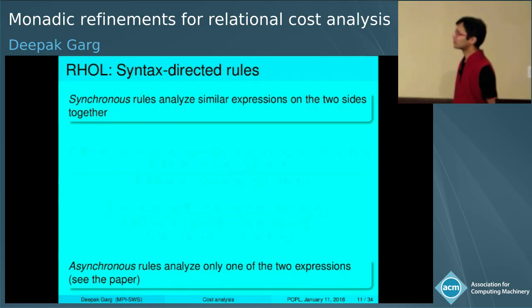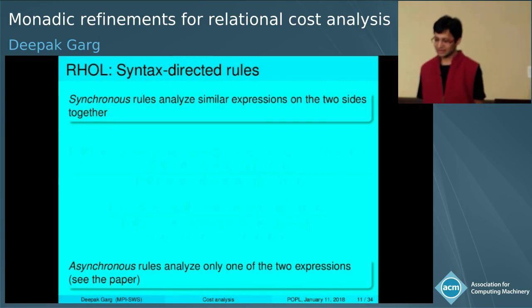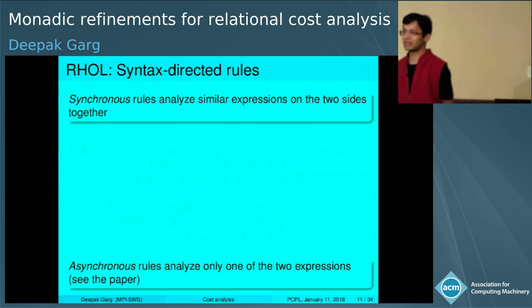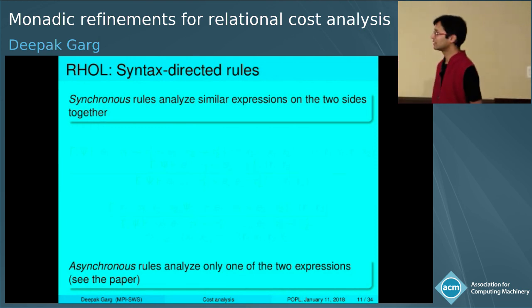There are two classes of rules for every connective. There are what we call synchronous rules. These will analyze similar expressions on the two sides. So if the left and right sides have the same top level expression construct, you can use a synchronous rule. And then we have asynchronous rules, which analyze only one of the expressions in isolation, leaving the other one as it is. These are used when the expressions are not similar.